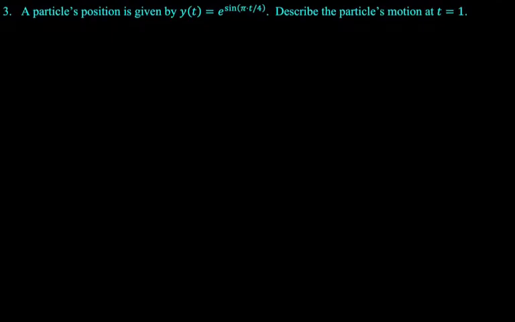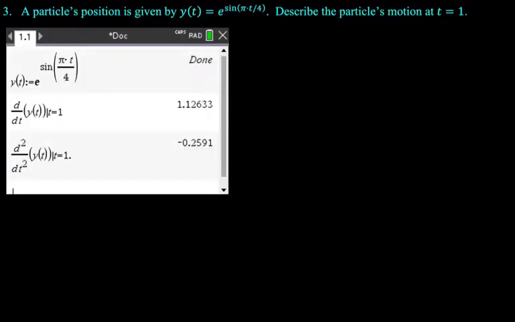All right. A particle's position is given by y of t equals e to the sine of pi t over 4. We want to describe the particle's motion at t equals 1. This actually doesn't need to be a calculator question, I guess, now that I'm looking at it, but I decided to use a calculator anyway because I thought it was initially. So here's the screenshot. I defined y of t. I found dy dt at t equals 1. I found the second derivative of y with respect to t at t equals 1. And now what I'm going to do is write those down.